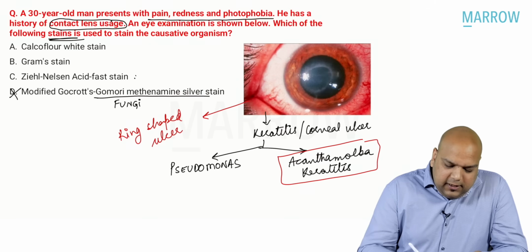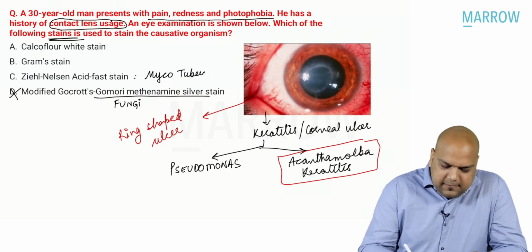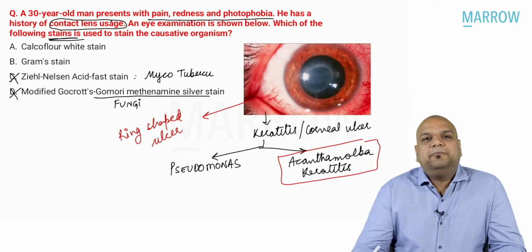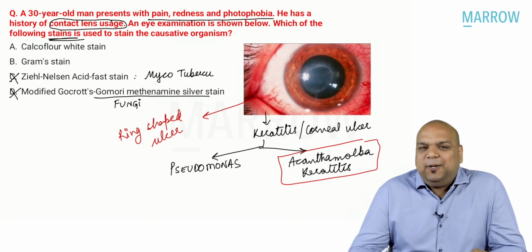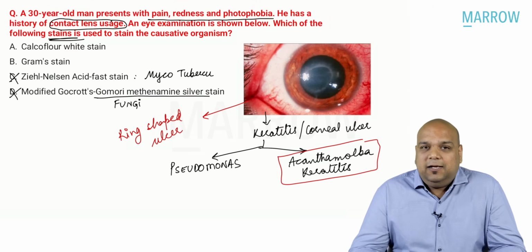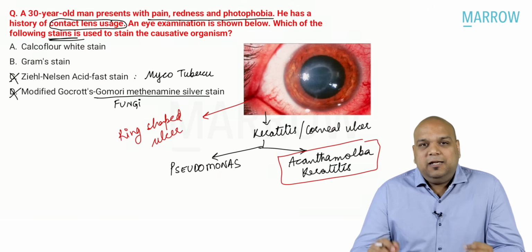Ziehl-Neelsen stain, we know it is for acid fast bacilli like Mycobacterium tuberculosis. This could not have been true. That means just by my basic microbiology, which I had read 15, 20 years back, I have been able to rule out two options. You are reading it every day. Yes, it would have been easier for you.